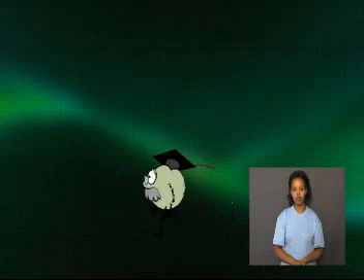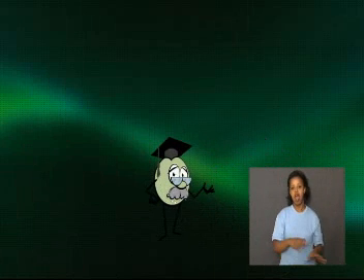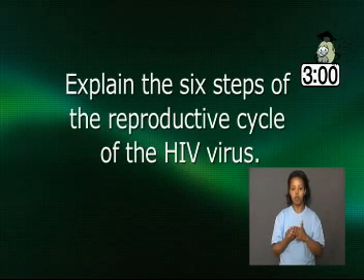Let us do an activity to summarize the steps of the reproductive cycle of the HIV virus. On a sheet of paper, do your best to explain the 6 steps we just covered. You may begin now. Students, let's get ready. Begin.